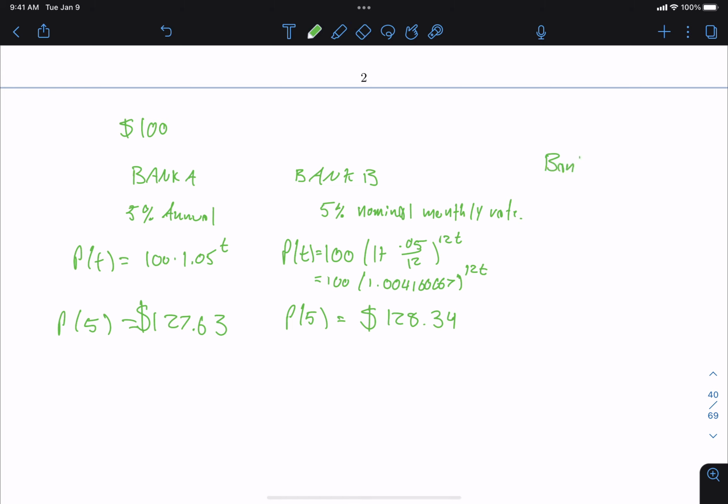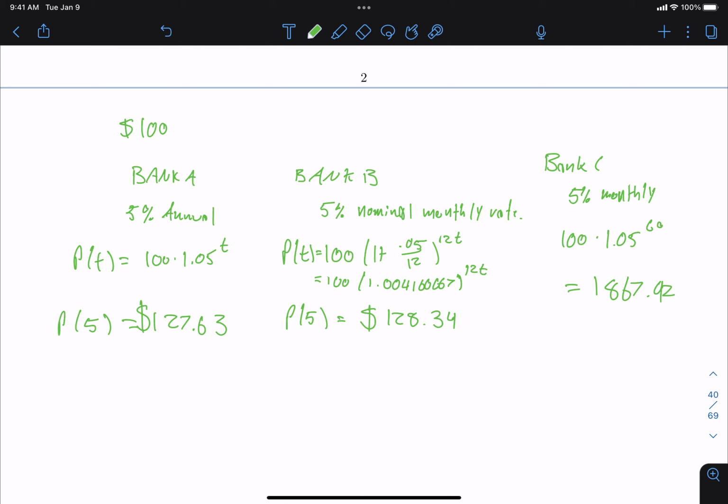So let's do Bank C, which says actually 5% monthly, which is what you might think you would be getting, right? If you do 5% monthly, then you're talking 100 times 1.05 to the 60. You might think, well, at the end of 5 years, I'm gonna be rolling in the dough. I'm gonna have $1,867.92. Okay, but that's actually a lie. Well, it's not a lie, it's just sneaky, okay? So don't let the banks be sneaky.